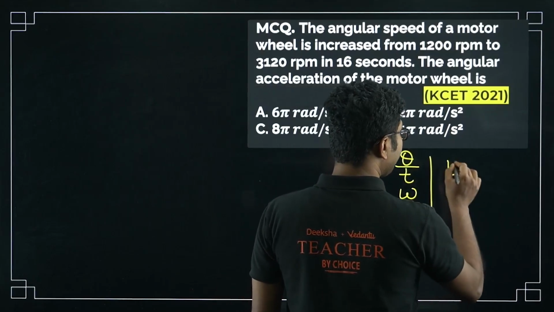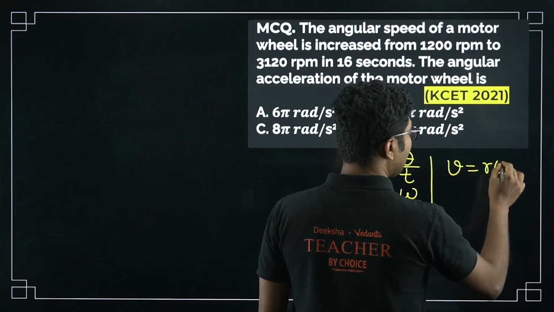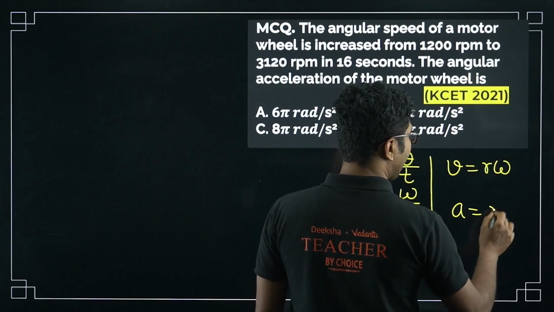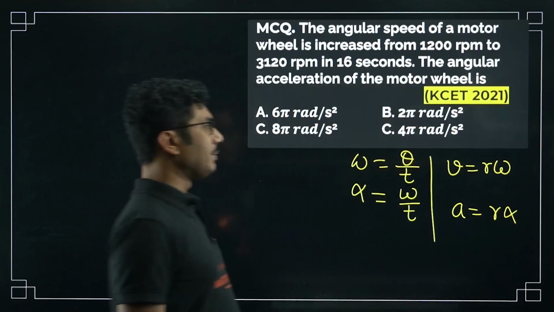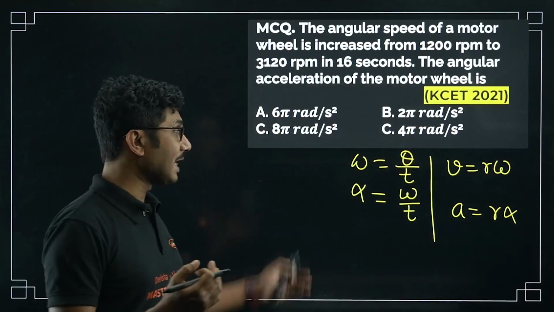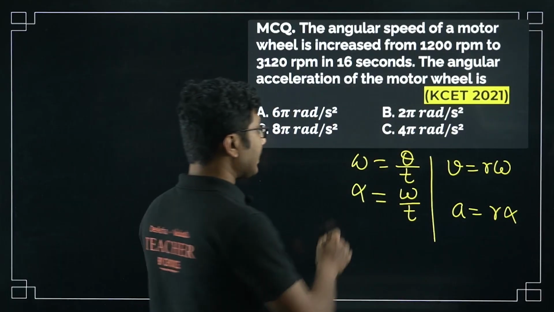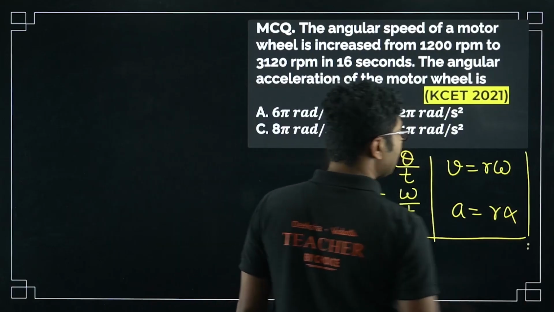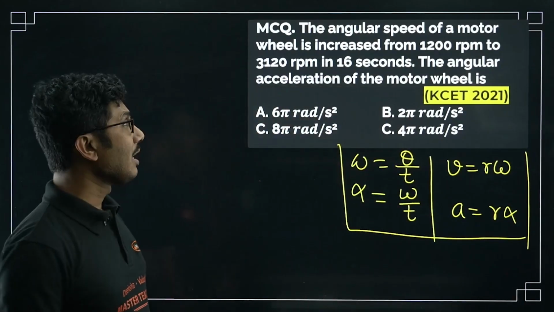So v equals r omega and a equals r alpha. These are the relationships between linear and angular motion, angular velocity, angular acceleration. So you can remember this equation. Anyway, we will learn about it through a problem.